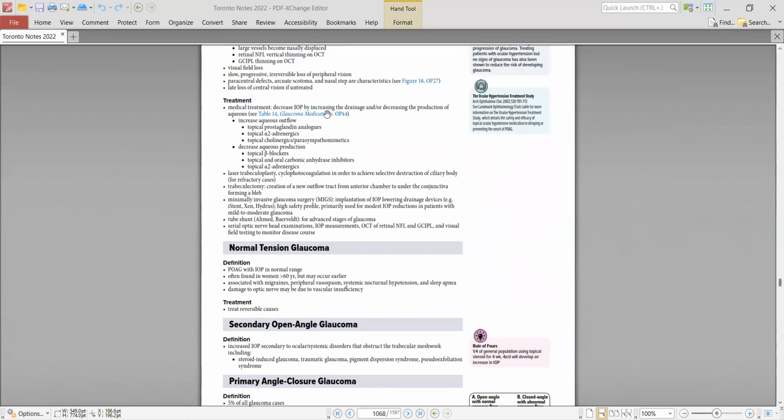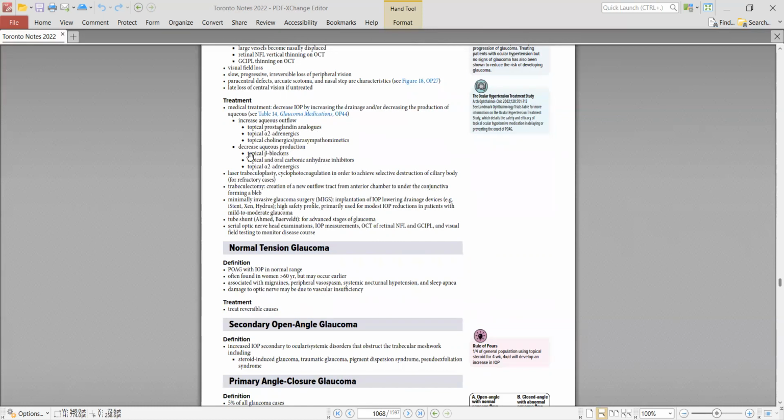Treatment is decreasing the intraocular pressure by increasing the drainage or decreasing the production of aqueous humor. Because the outflow is not proper here, we want to increase the outflow, or we want to decrease the production of the aqueous humor. So there are two ways we can treat this. How will we increase the outflow? Topical prostaglandin analog, topical alpha 2 adrenergics, topical cholinergics or parasympathomimetics.